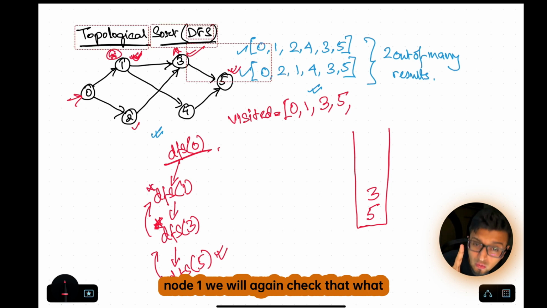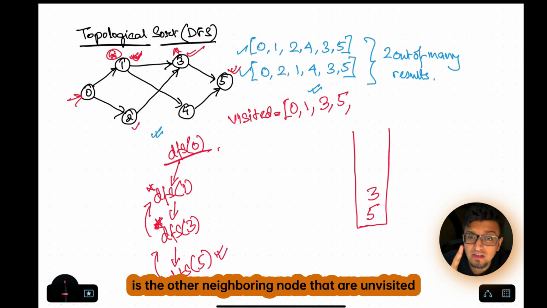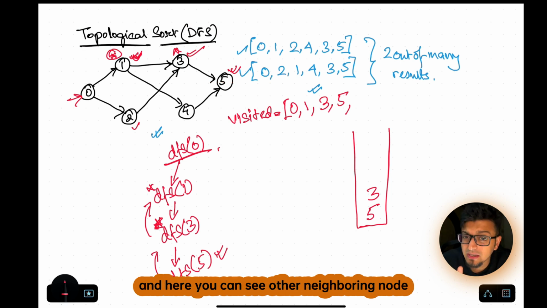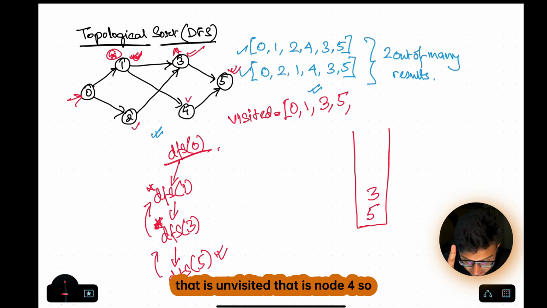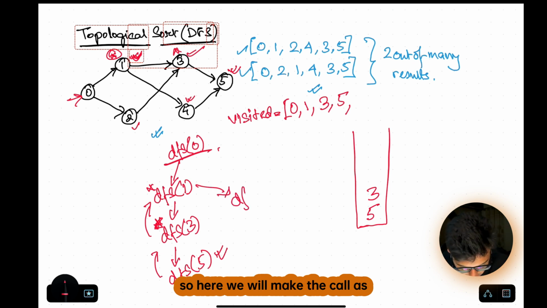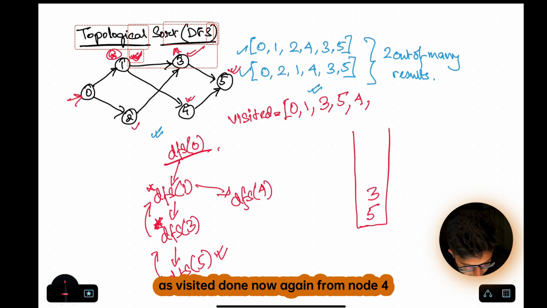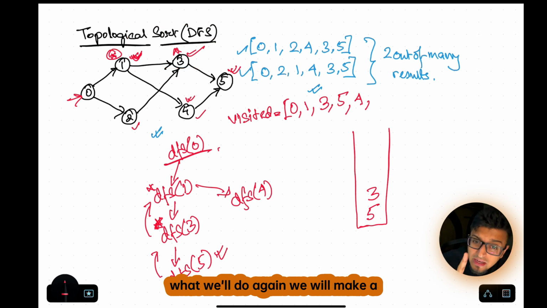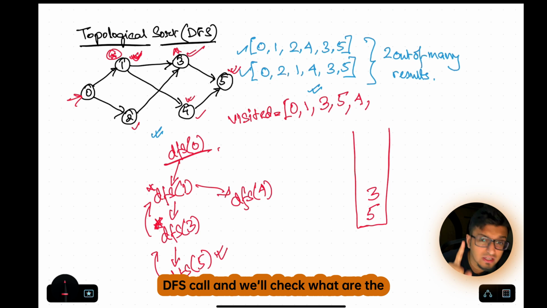Now at node 1, we will again check what other neighboring node is unvisited. And here you can see the other unvisited neighboring node is node 4. So we will make the DFS call from node 1 to node 4. Here we will make the call as DFS of 4 and we will mark it as visited. Done. Now again from node 4, we will make a DFS call and check what are the neighboring nodes.